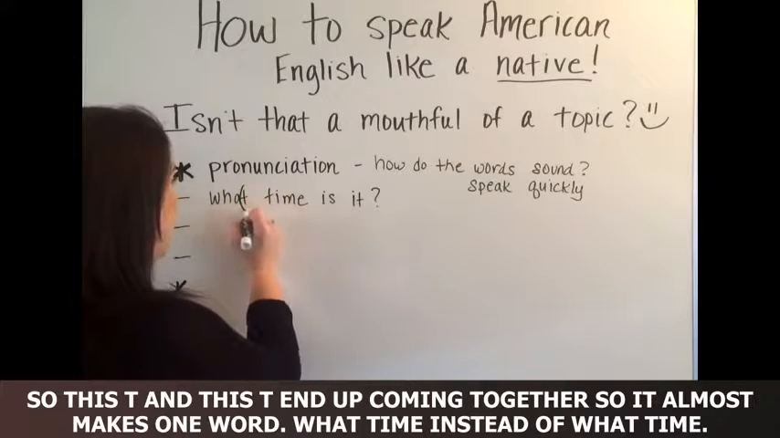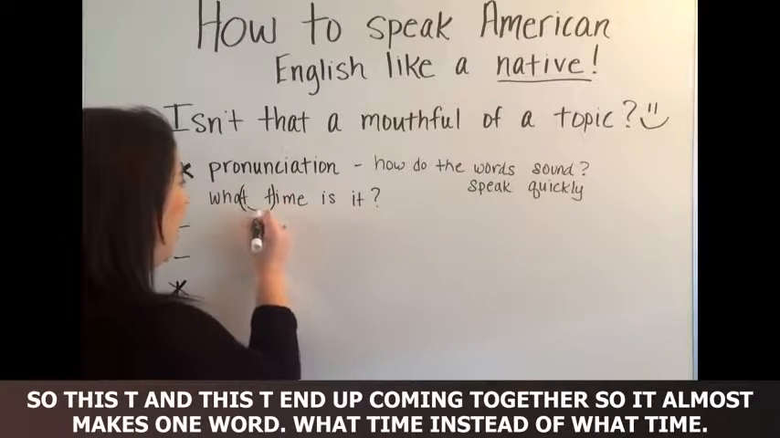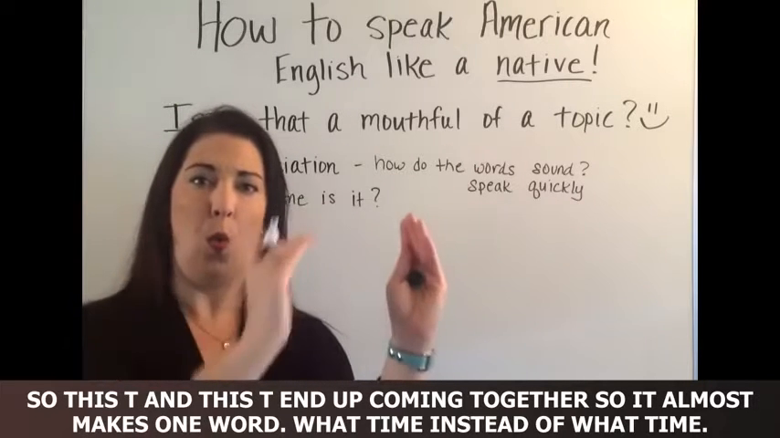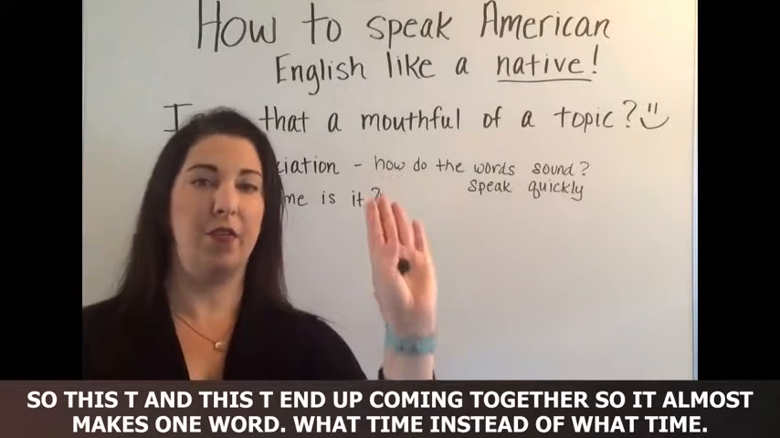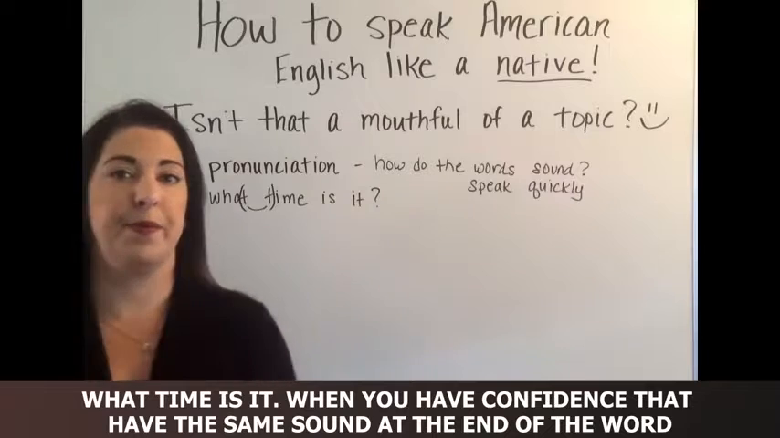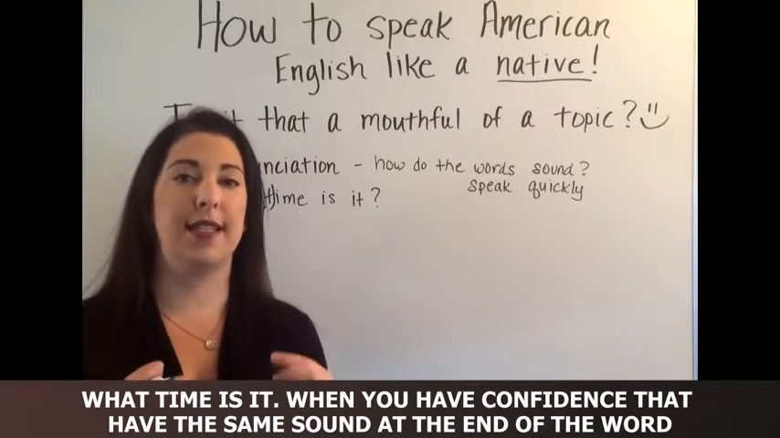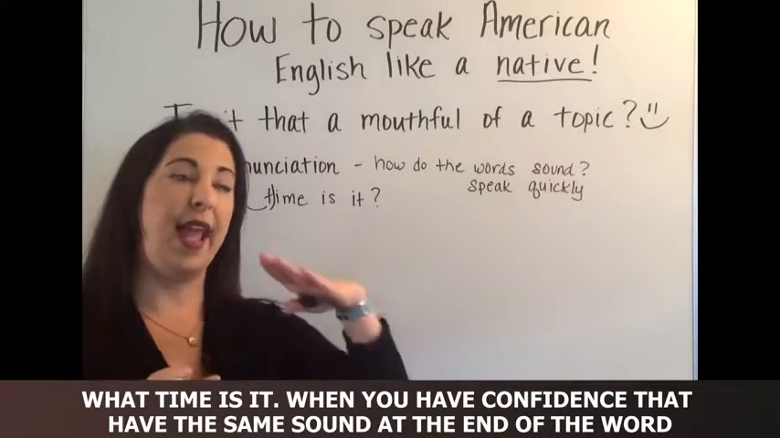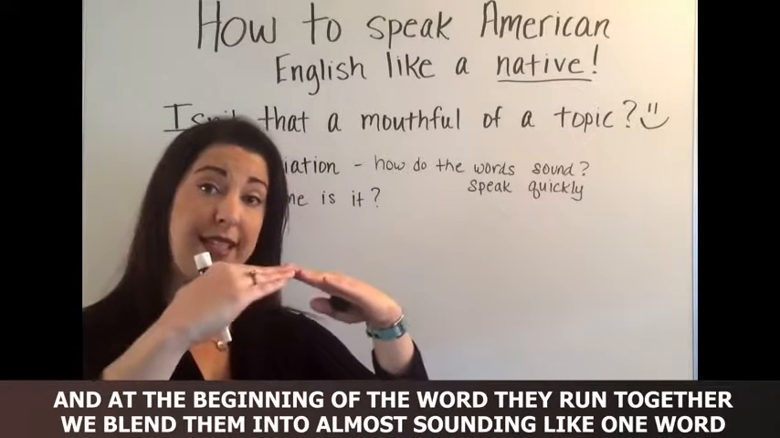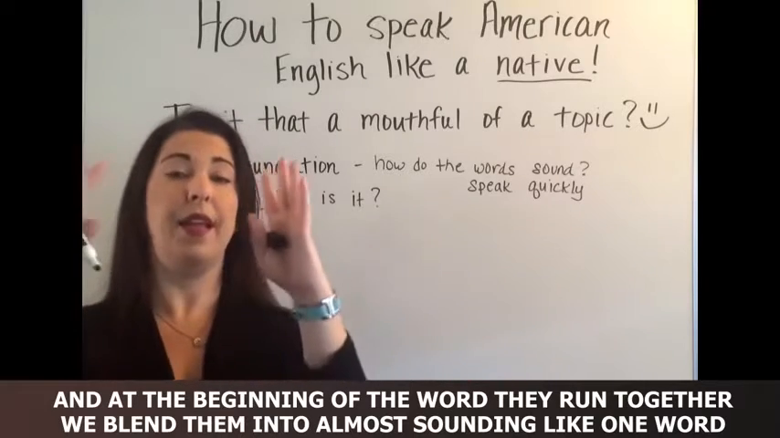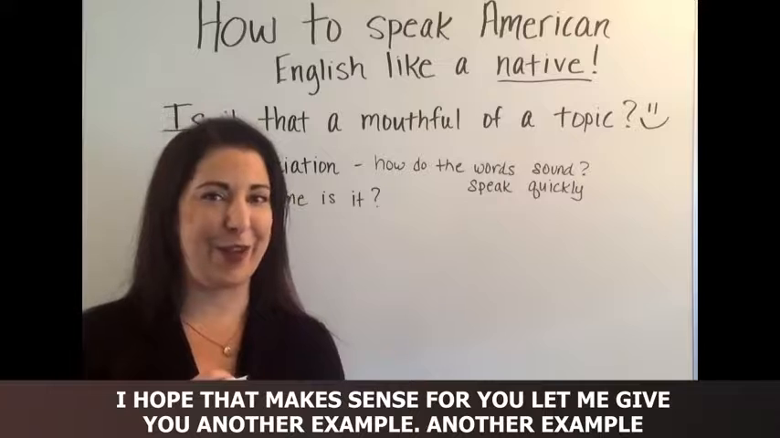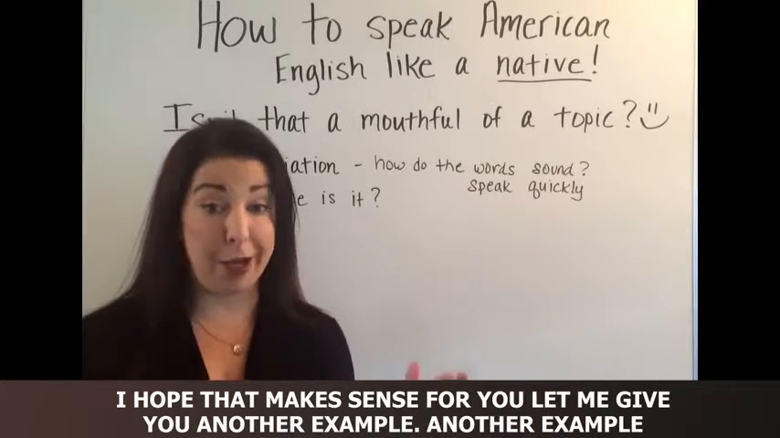So this T and this T end up coming together. So it almost makes one word, what time, instead of what time. What time is it? When you have consonants that have the same sound at the end of the word and at the beginning of a word, they run together. We blend them into almost sounding like one word. I hope that makes sense for you. Let me give you another example.